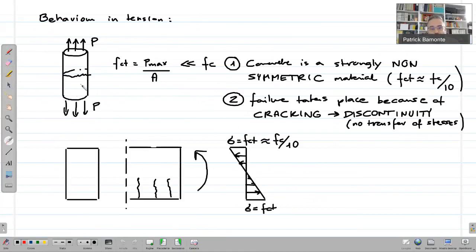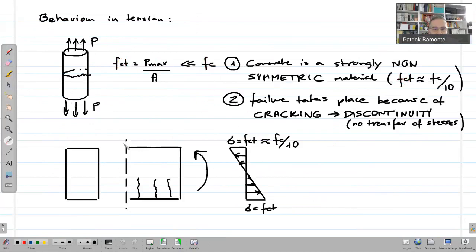Just to mention that if you test a cylinder in tension, you get a value of tensile strength, which is definitely lower than compressive strength. And this is a basic feature of concrete. So concrete is a strongly non-symmetric material, with the tensile strength being approximately 1/10 of the compressive strength.